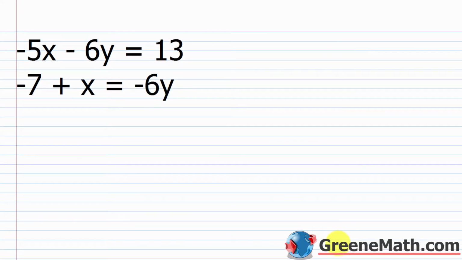All right, so let's look at one that's a little bit more challenging. So we have negative 5x minus 6y equals 13. Negative 7 plus x equals negative 6y. Again, I like to number my equations just so I can refer to them.